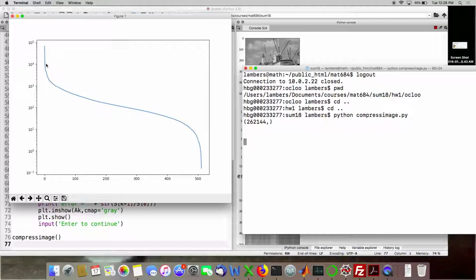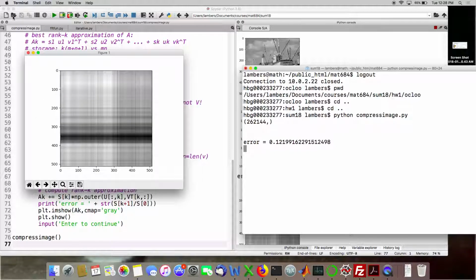And then after maybe 20 or so — this is a 512 by 512 image, so there are 512 singular values altogether — after the first 20 or so, we're already down a couple orders of magnitude. And by the time we get to 100, we're down to the hundreds, and then going down rapidly from there. So let's see what happens because of this rapid decay. I'll take a low rank approximation of the image and see how it looks.